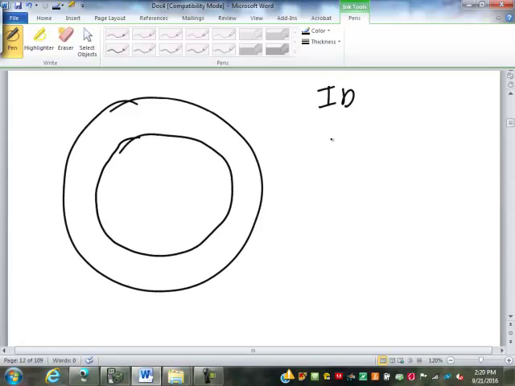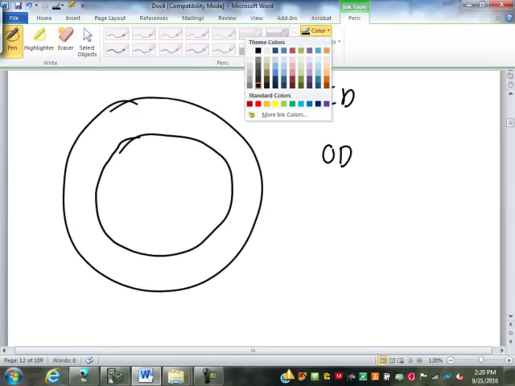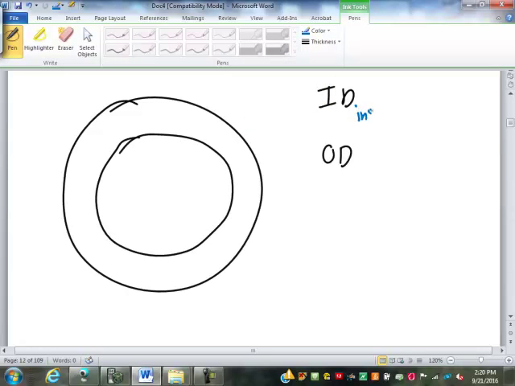Pipe can be measured in one of two ways, ID and OD. ID stands for inner distance or inside diameter. You got it. OD stands for outside. Very good.